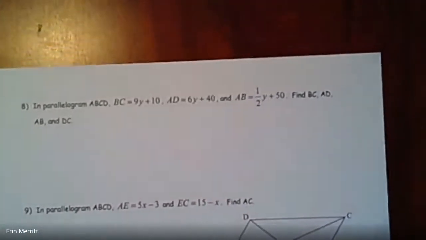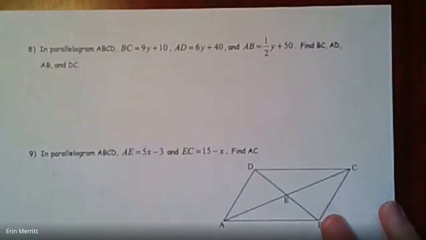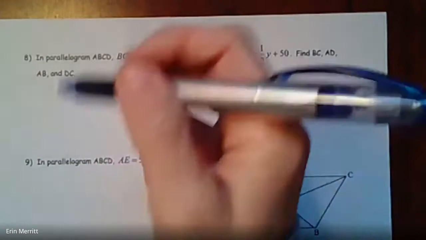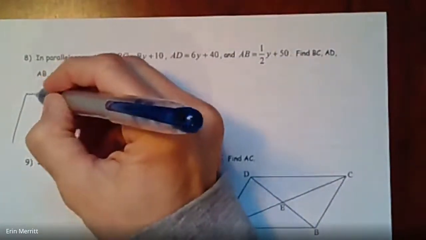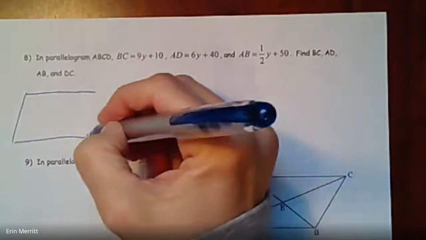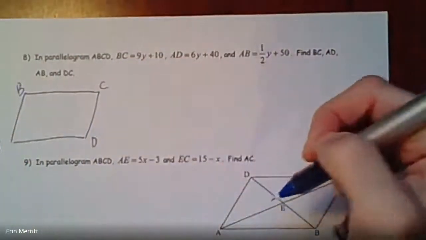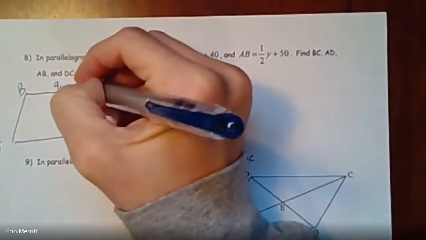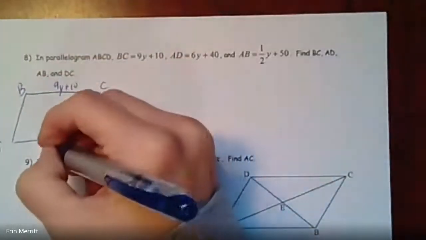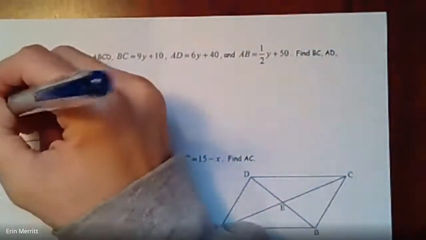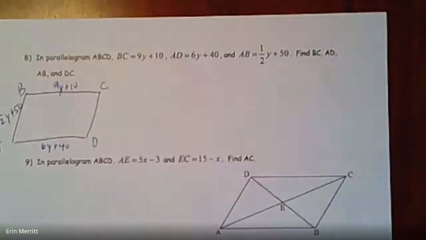So on to page 14 here. For this one, it says you've got parallelogram ABCD. They're giving you BC, AD, AB, and so on. So let's figure out what the heck that is in the picture. So again, remind yourself, letters have to go in order. So A, B, C, D. BC is 9y plus 10. AD, 6y plus 40. And then AB, 1/2 y plus 50. And then find the measures basically of all the sides here.